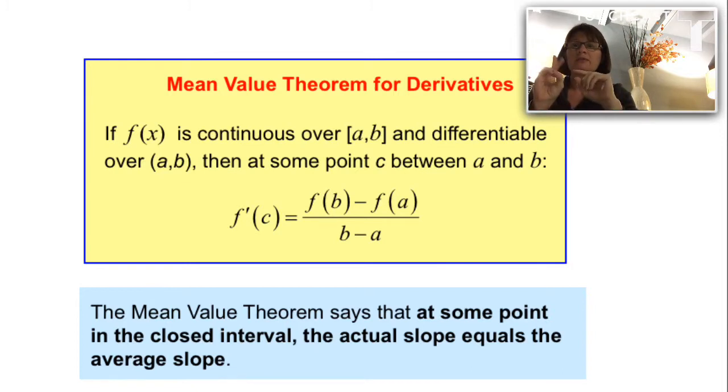If two things: f of x is continuous on the closed interval a to b. That's the first thing. And the second thing is, f of x has to be differentiable on the open interval a to b. So, two hypotheses: f of x is continuous over a to b and differentiable over a to b. If those happen to be true, then you know something is true. The thing you know is true is, at some point c between a and b, f prime of c equals f of b minus f of a over b minus a.